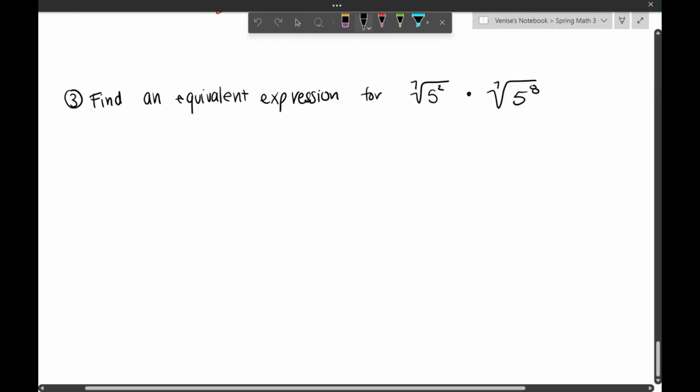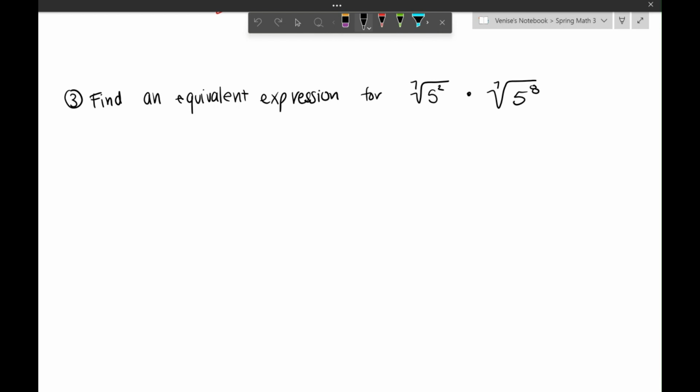Okay, if it's number 3, this is just adding exponents. So first we want to rewrite our radicals. Okay, so what's my index here? My indexes are both 7. Good. That means I can combine these two at the end. So my indexes are 7s, and my exponents are 2 and 8. So let's first rewrite this one.